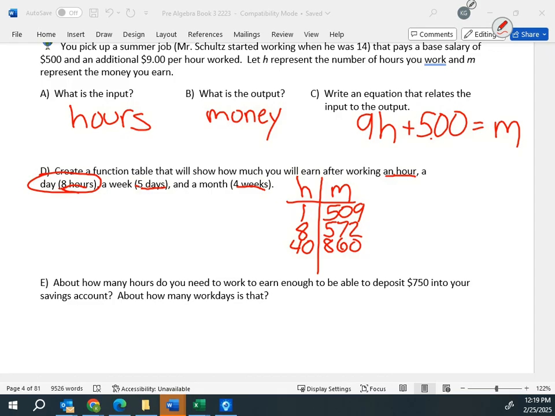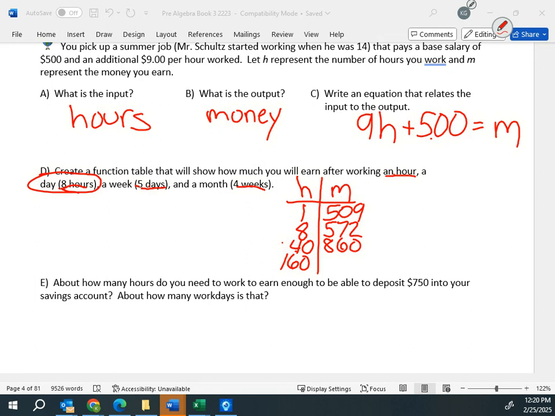So, how many hours would that be for a month, Natalie? 224. How'd you get 224? How many hours are in 1 week, Natalie? Remember that 1 week was 40 hours. So if I'm doing a month is 4 weeks, what's it going to be, Vivian? 160, because that 40 hours times 4 weeks would be 160.